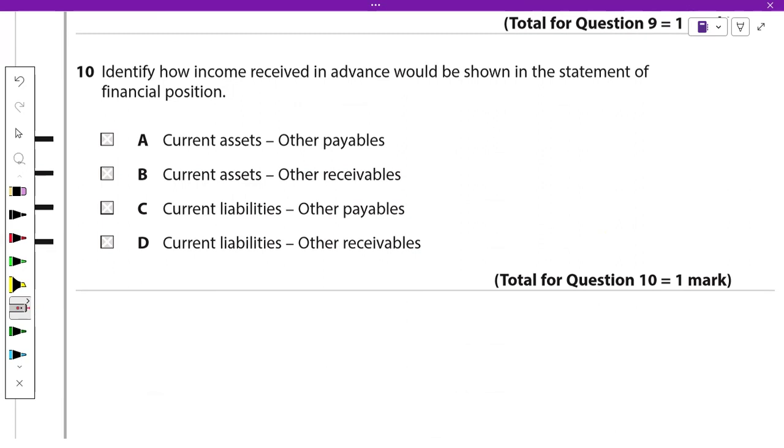Okay. So question number 10 is to identify how income received in advance would be shown in the statement of financial position. So income which we received in advance would be our liability, our current liability, and we will be showing it in the other pages. So option C is the right option.